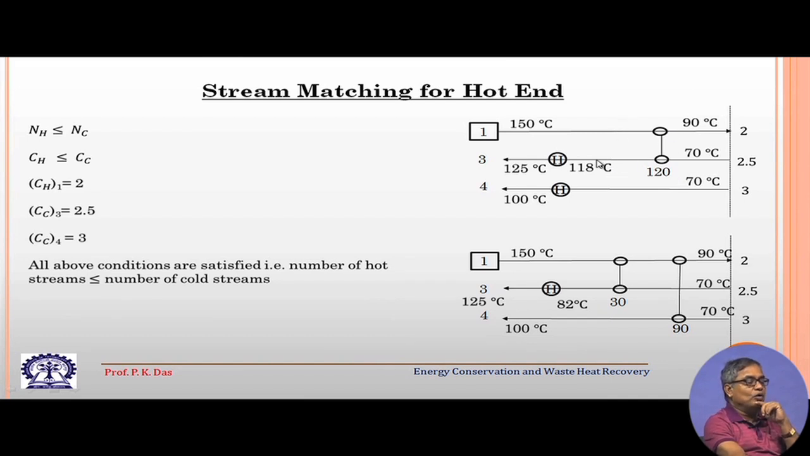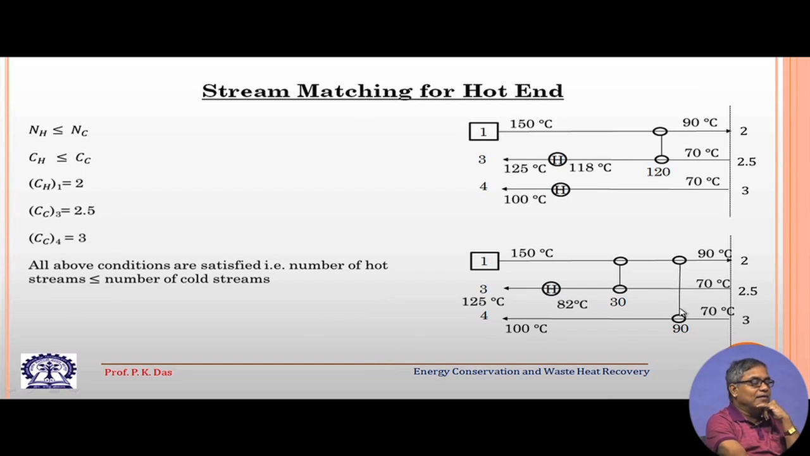For the other two cold streams, the remaining two streams, we do not have any hot stream to exchange heat. So, we have to use heat utility here, or rather hot utility. We can find out what amount of hot utility has to be used, and we can solve this problem.